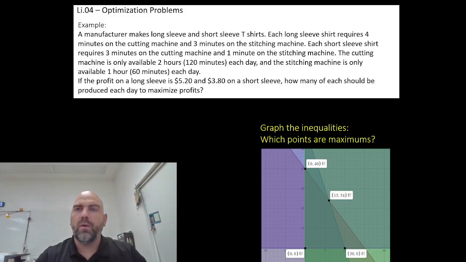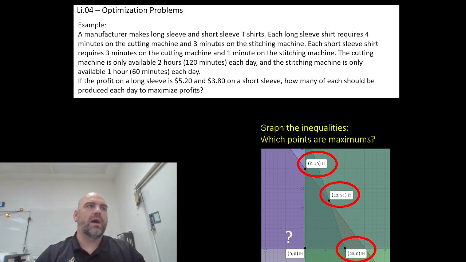Now, which points are maximums or potential maximums? Well, is 0, 0? No, 0, 0 is definitely not. That's going to be your minimum. That's going to be a minimum profit of nothing. So these are our three pieces right here. Okay, and like I mentioned, 0, 0 not going to be a maximum. Those three have the potential to be a maximum.